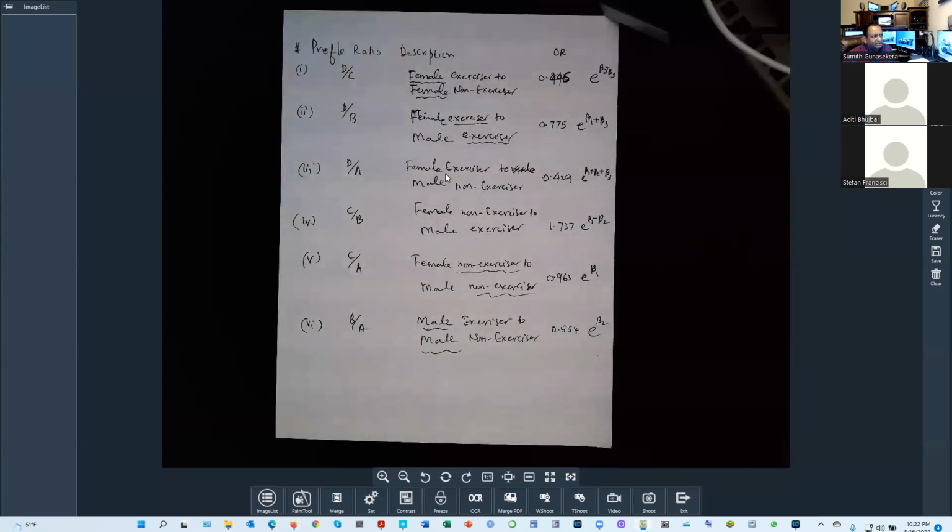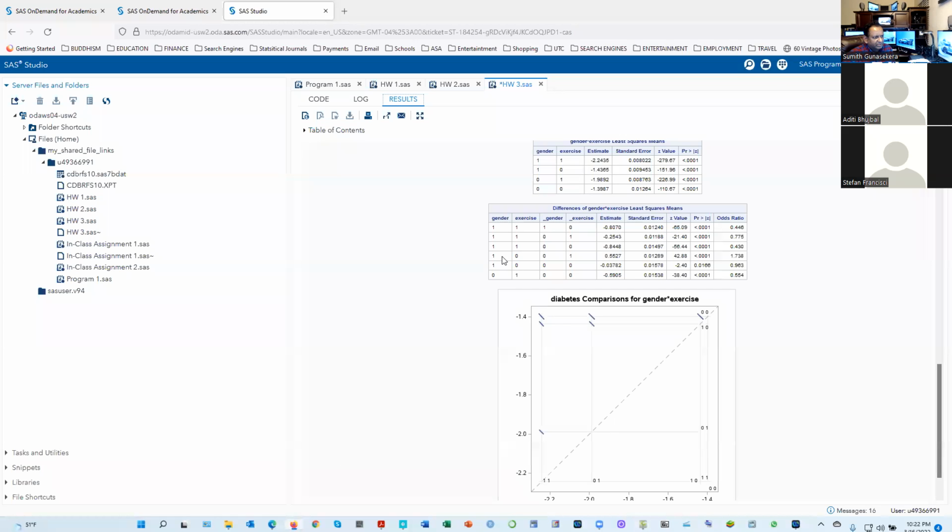1430 means 0.29. See, female to male, but exerciser to non-exerciser. If this is non-exerciser to exerciser, the other way around is the other combination. So then female non-exerciser, but the gender the male exerciser. See, this one, 1.738.